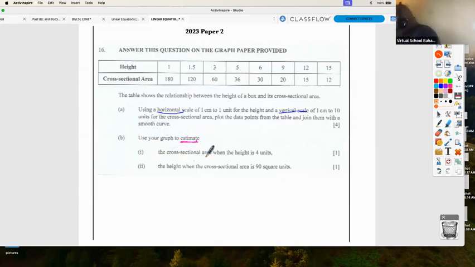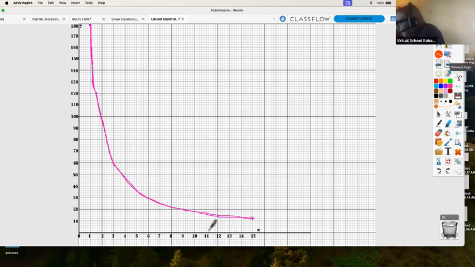The cross-sectional area when the height is 4 units, right? You are to estimate the cross-sectional area when the height is 4 units. So you go on your graph, you know that here is your height and this is your cross-section, right? So we go to 4 units. This is your 4, and you go up on your graph. So this is the point that we are talking about, right?